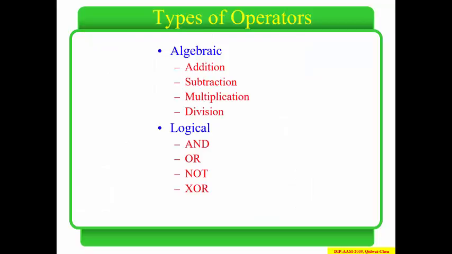So here if we look at the types of operators, we have algebraic operators, which are addition, subtraction, multiplication, and division, and we have the logical operators, which we'll deal with in the next chapter. For example, I can do logical operations between two images together. This is very important. Like, for example, the AND operation, the OR operation, the NOT, the XOR.